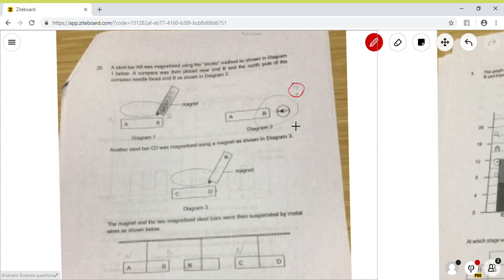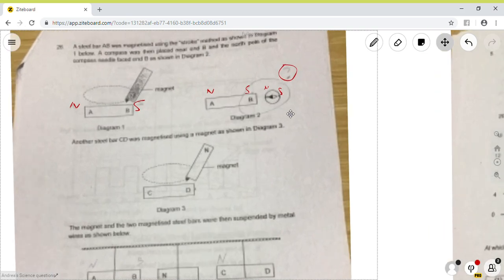You know diagram 2? The compass here is pointing north, correct. And B is pointing south. That means here is south and this one is north. Is that right? So your deduction is correct. Here is north, this one is south.